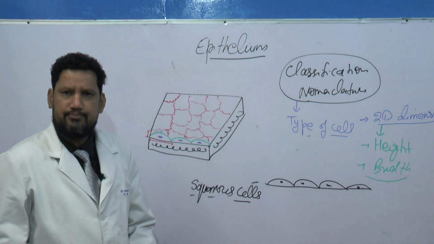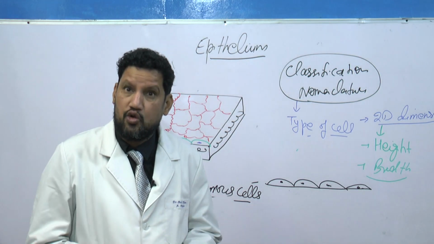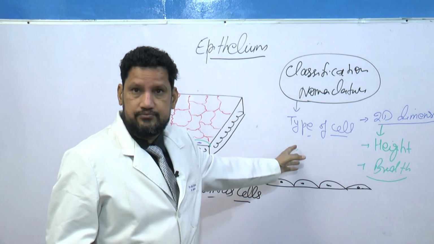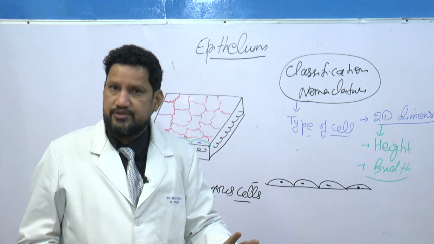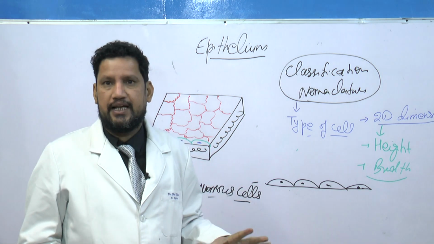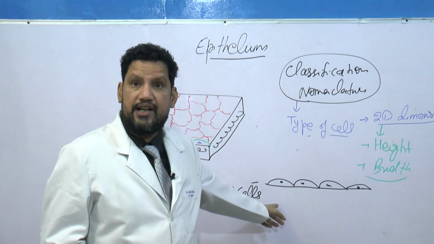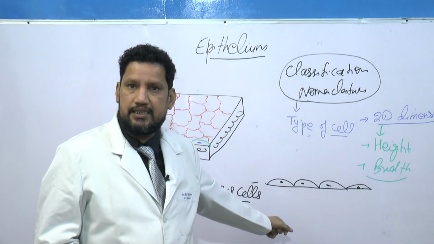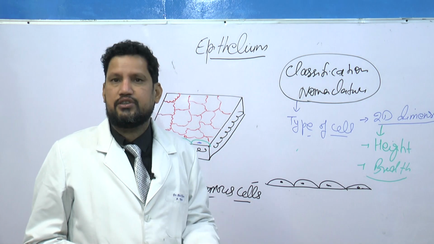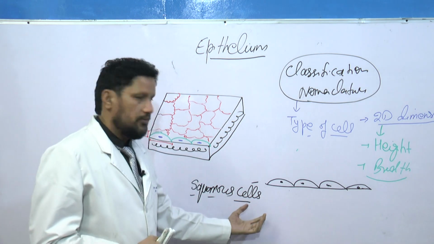So this is the very basic criteria of classification and nomenclature of the epithelia. This type of cells, which have breadth more than the height of the cell, are known as flat cells or squamous cells. And these cells look like the scales of a fish. So these are squamous cells.